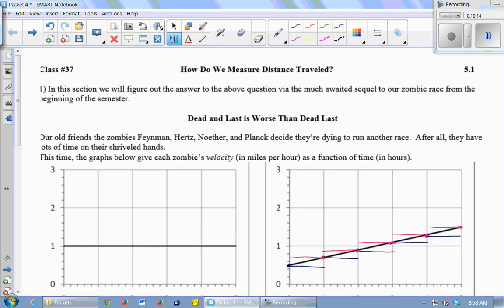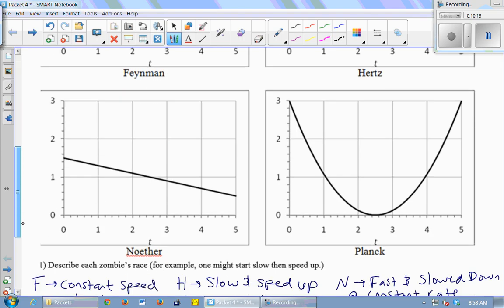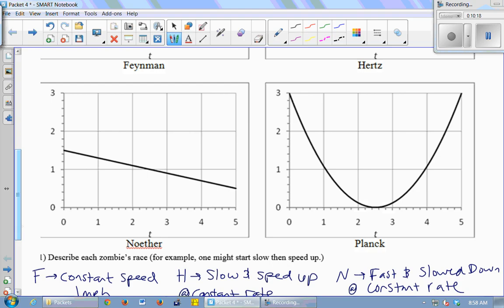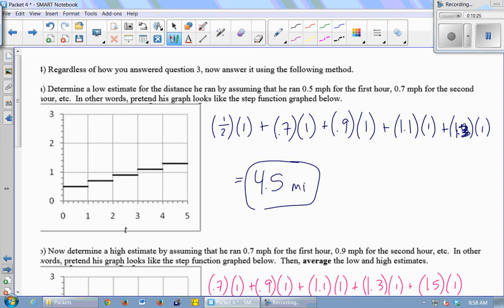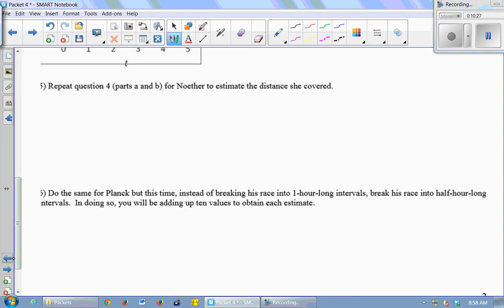All right, so I want you to repeat this exact process for Noether. Get an upper estimate and a lower estimate for her distance traveled using this same method. Okay, looks like everyone did pretty well with Noether. So let's do Planck. Okay, we'll do this one together.